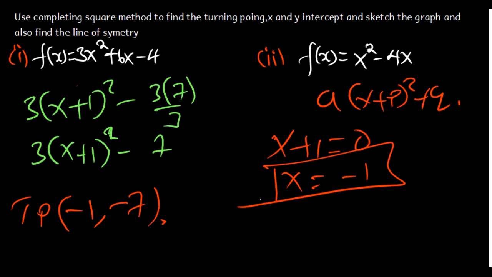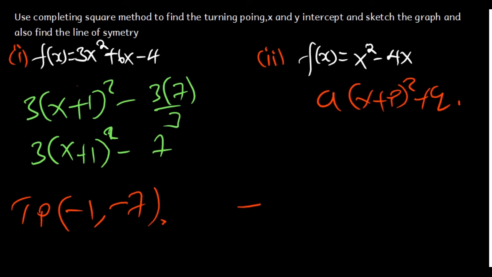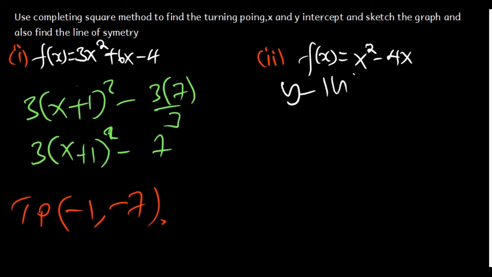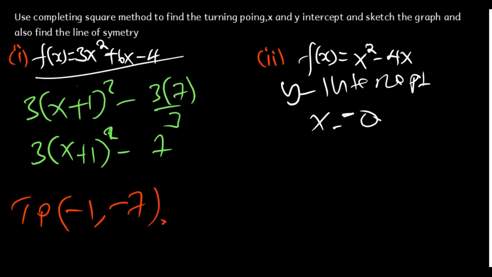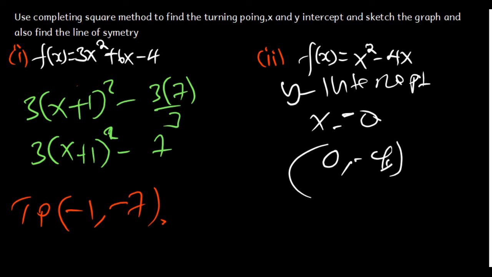Okay, now to find the x intercept, or let's start with the y intercept. If you want to find the y intercept, set x equal to 0, meaning that in this equation where there's x, let's put 0. So our y is going to be negative 4. So we're going to have 0 comma negative 4. That will be our y intercept. To find the x intercept, same, we equate y to be equal to 0. So let's just put this here.